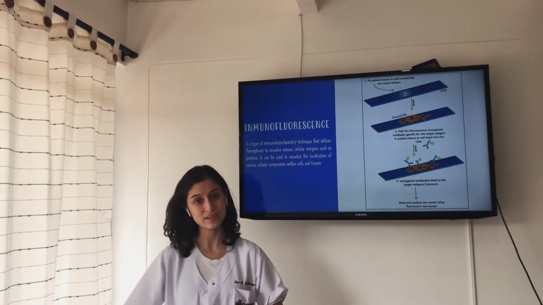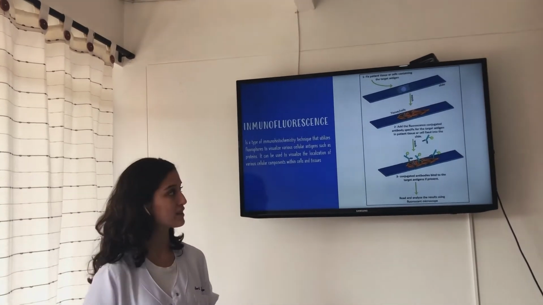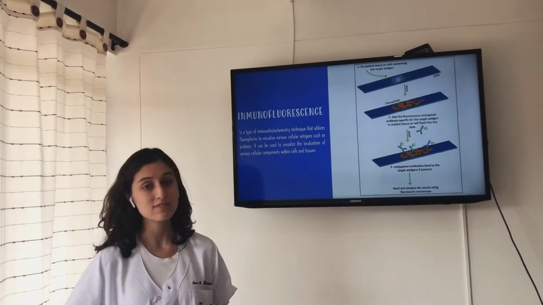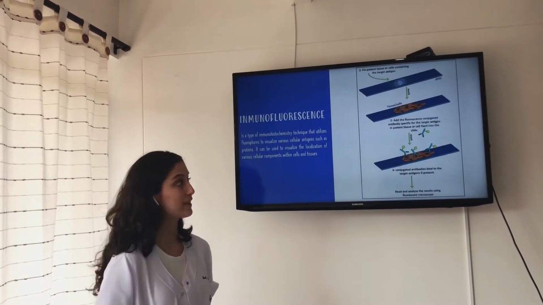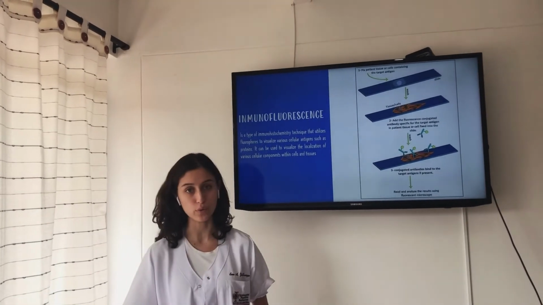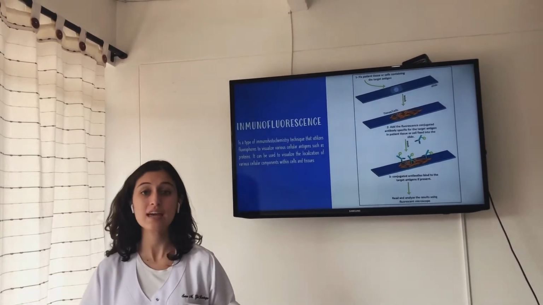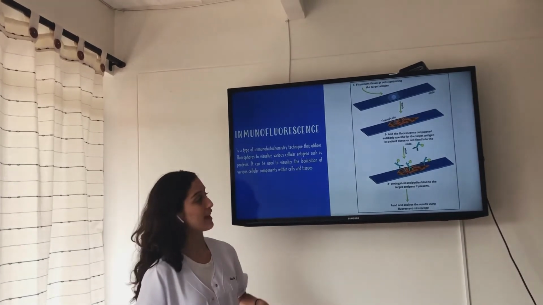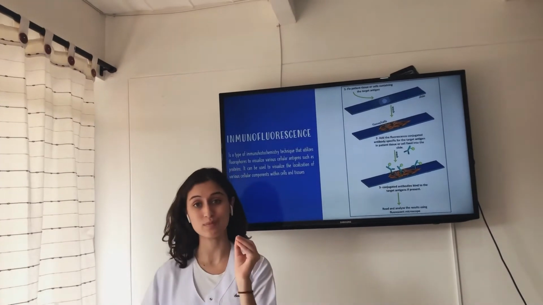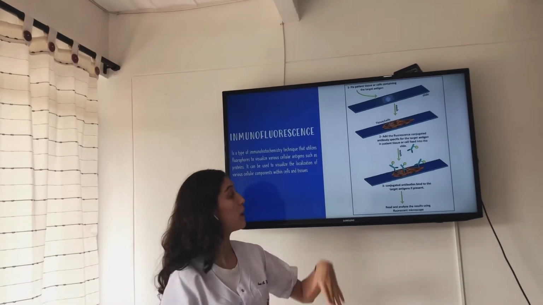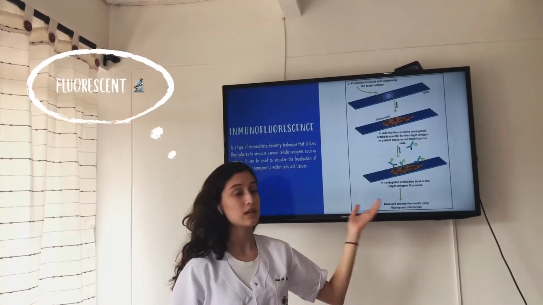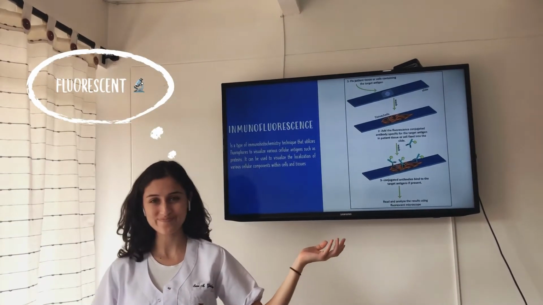And visualize its localization. It consists of incubating the tissue or the cell with a specific antibody directed to the antigens, and this antibody is linked to a fluorophore. A fluorophore is a substance that emits light. Then we're going to wash, and if there was a reaction between the antibody and the antigen present in the sample, we are going to watch the results in a fluorescent microscope.